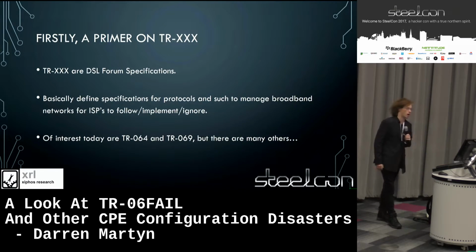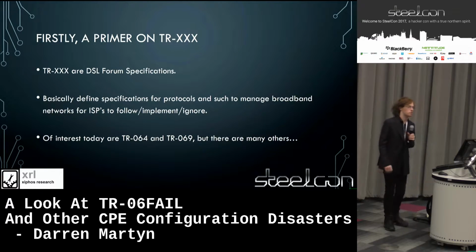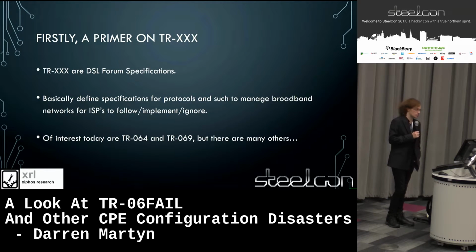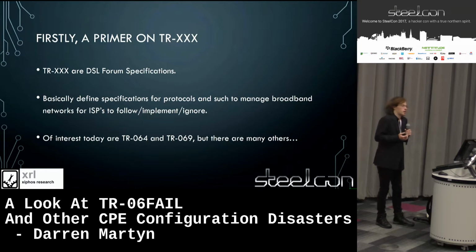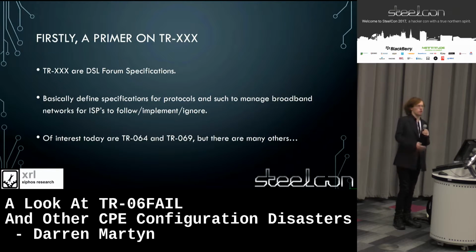So before we begin, what are the TR specs? They're DSL Forum specs made by a bunch of people who write specifications. They define things like how ISPs should manage CPE devices, which is customer premises equipment, stuff that lives in your house, and the protocols they should use for managing it. It's got a bunch of protocols. It's like, you should implement these. It's considered best practice, and they're all bad.